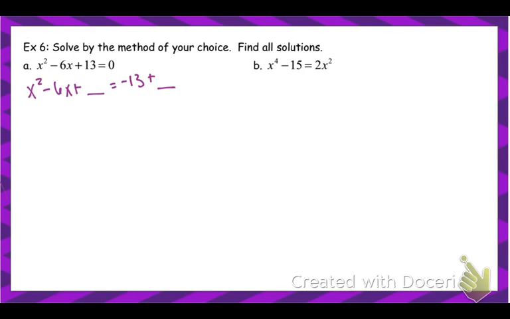To figure out what goes in that blank, take the middle number, divide it by 2, and square it. And remember, if it's on the other side, you're going to add it on both sides to keep that equation balanced, not changing in any way. All right, so now that left side is a perfect square trinomial, factors into x minus 3 squared. Negative 13 plus 9 is a negative 4. At this point, I can square root both sides.